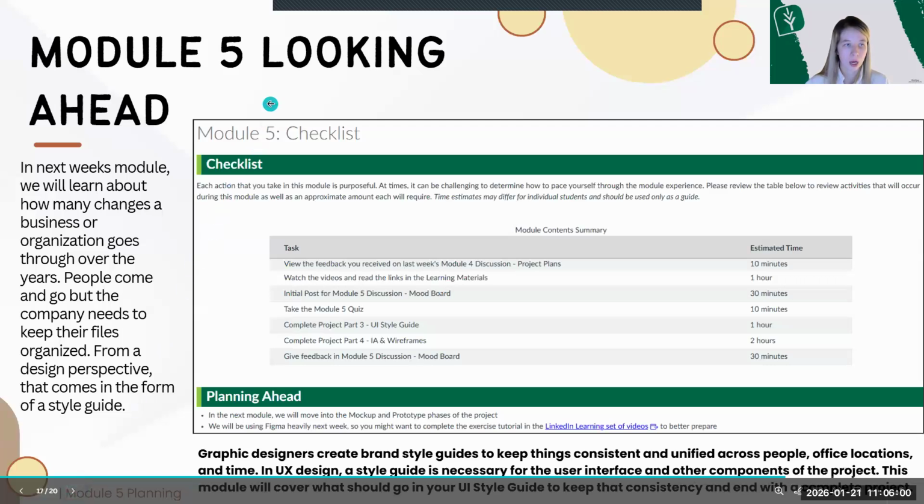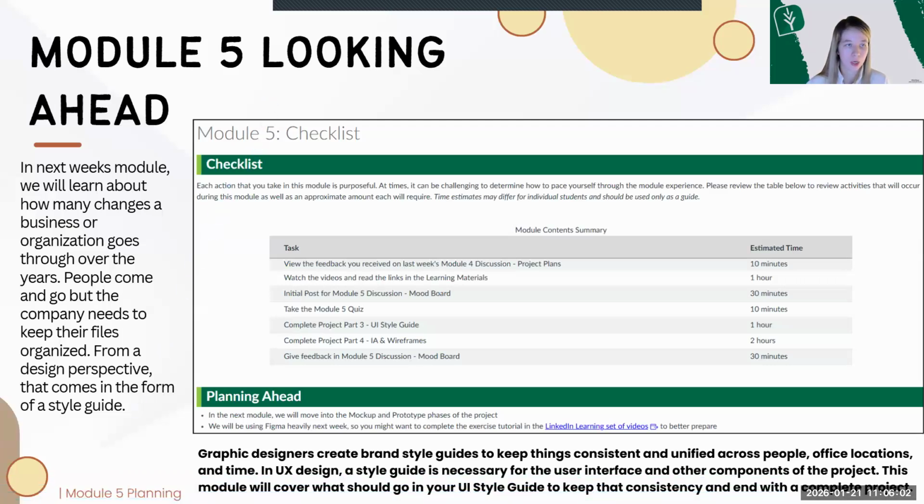So looking ahead to Module 5, in next week's module, we're going to learn about the many changes a business organization can go through over the years, so how they change stuff and improve stuff. People can come and go, but the company needs to keep their files organized. So from a design perspective, that comes in the form of a style guide. And you guys are going to be creating a style guide. They're really fun, I promise. It's not a chore to do.